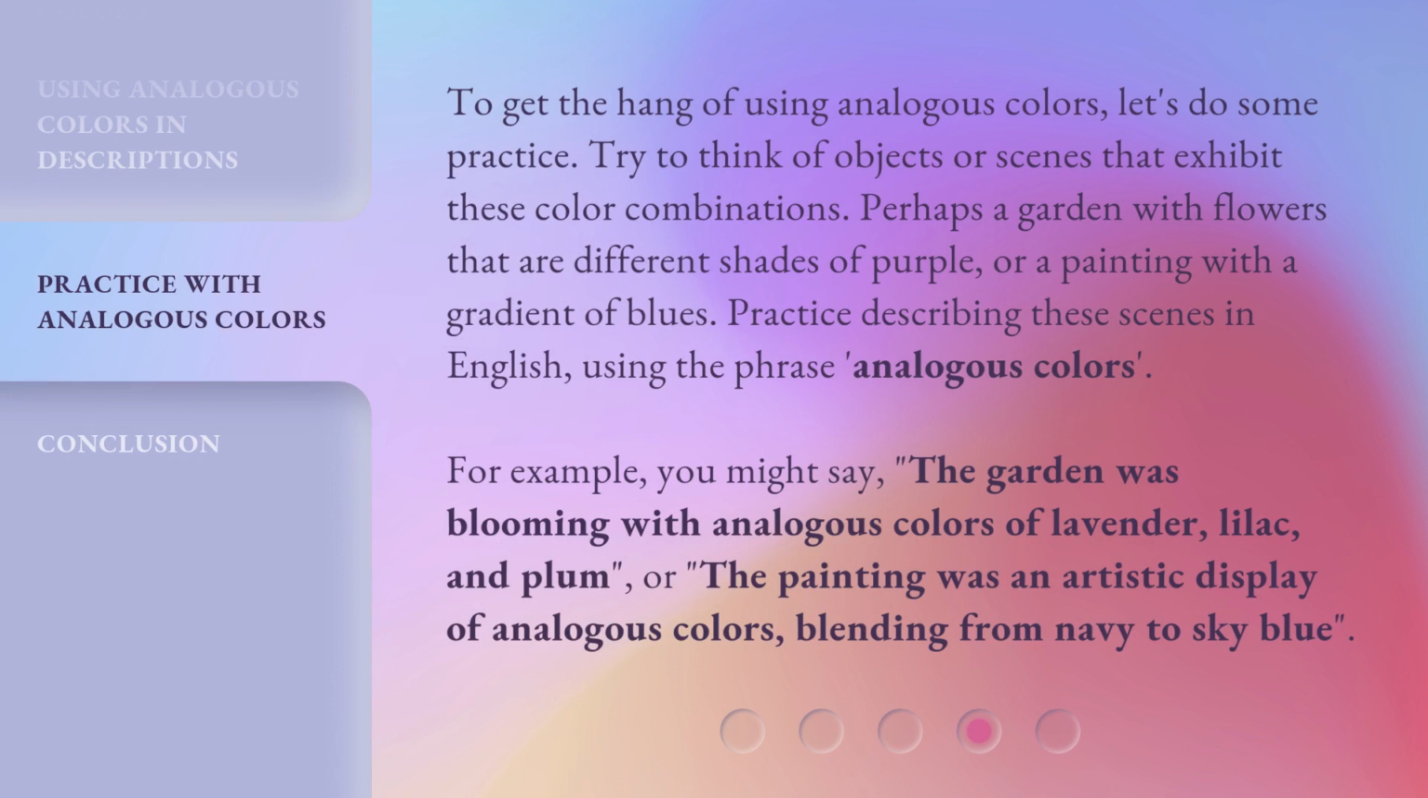To get the hang of using analogous colors, let's do some practice. Try to think of objects or scenes that exhibit these color combinations. Perhaps a garden with flowers that are different shades of purple, or a painting with a gradient of blues. Practice describing these scenes in English, using the phrase, analogous colors. For example, you might say, "The garden was blooming with analogous colors of lavender, lilac, and plum," or, "The painting was an artistic display of analogous colors, blending from navy to sky blue."